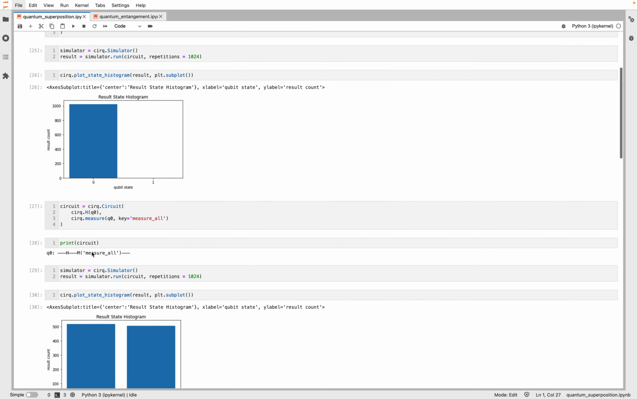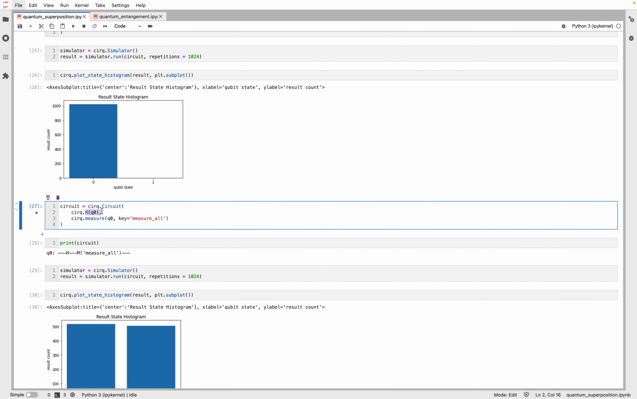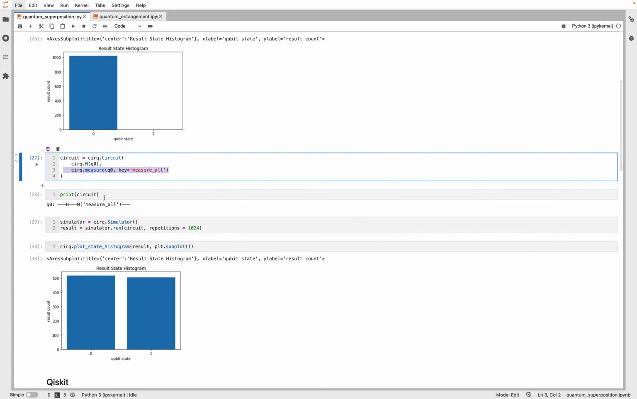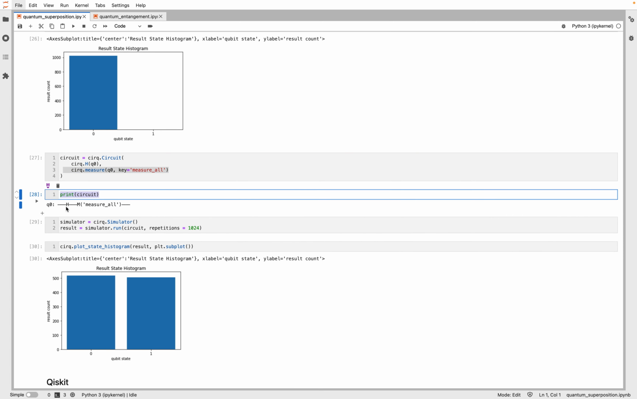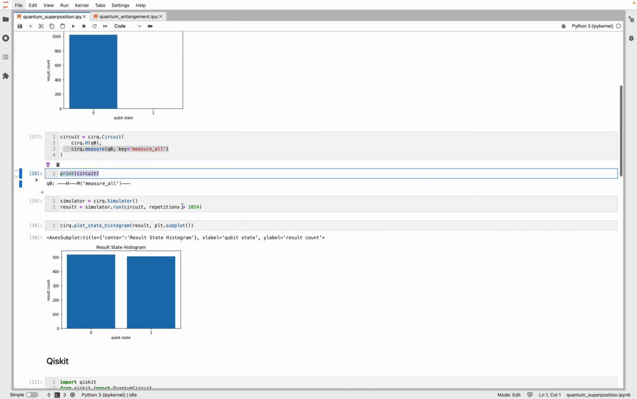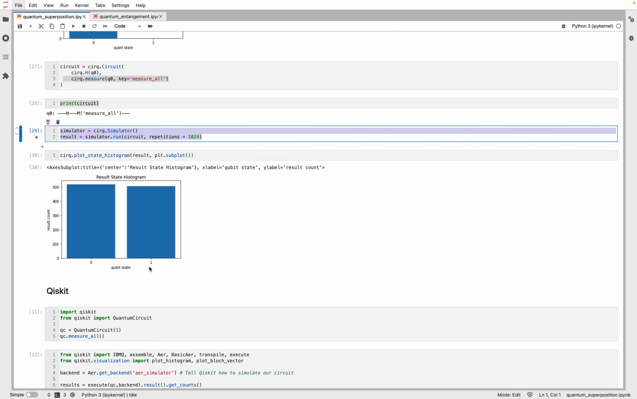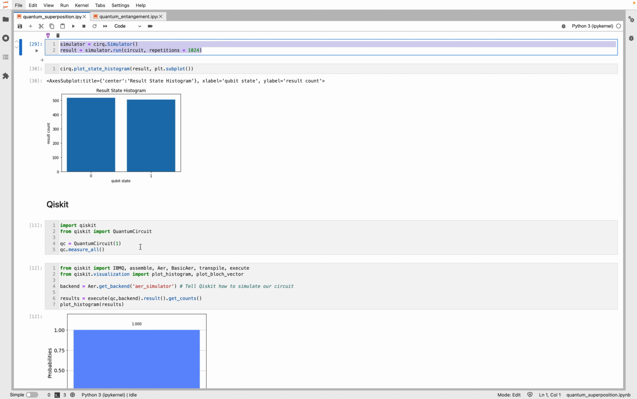But now if we apply a Hadamard gate on this single qubit and do the measurement, we can print out the circuit: Hadamard gate followed by measurement, and go through the simulator, and we end up with a superposition state of 0 and 1.